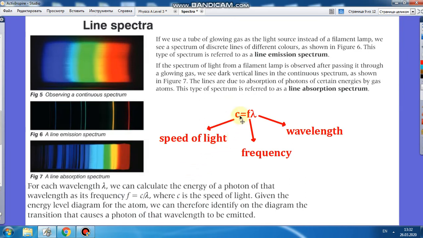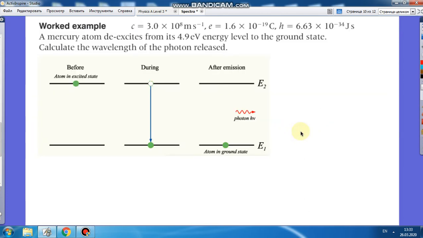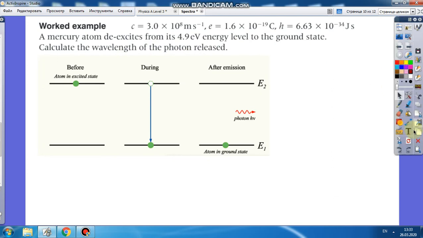Remember this formula: c is equal to f times lambda. c is the speed of light, f is the frequency, and lambda is the wavelength. We do some calculations in this example. A mercury atom de-excites from its 4.9 electron volt energy level to the ground state. Calculate the wavelength of the photon released.